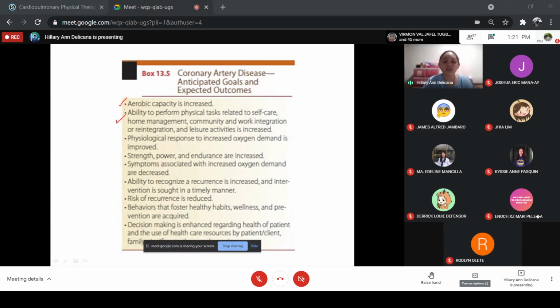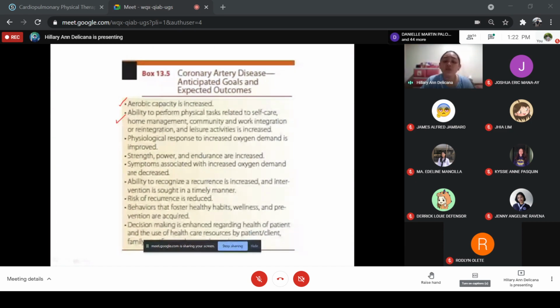Next, the physiological response to increased oxygen demand is improved. Your heart and your lungs, the cardiovascular and the pulmonary systems, are interrelated. If the heart has a problem, the lungs are affected. If the lungs have a problem, the heart is affected, because they work hand in hand to supply the body with oxygen. That's why they are really interrelated. Later on, in the exercises part, you will see that most of the exercises for cardiac patients are also used for pulmonary patients or pulmonary rehabilitation.